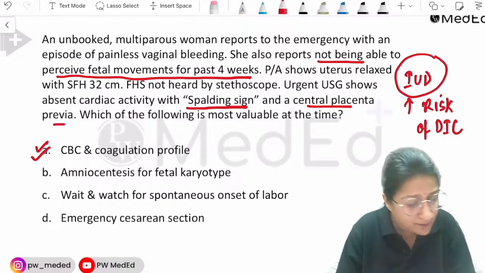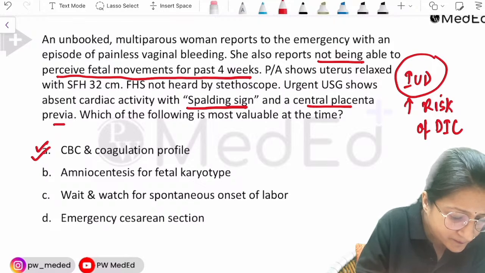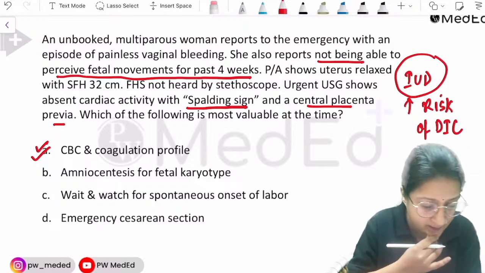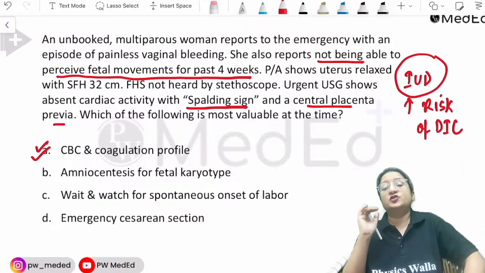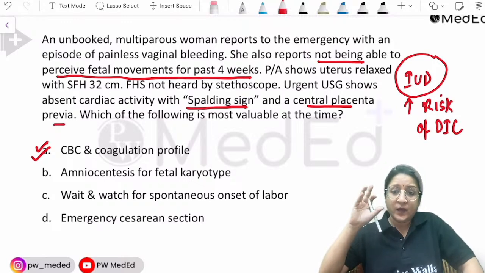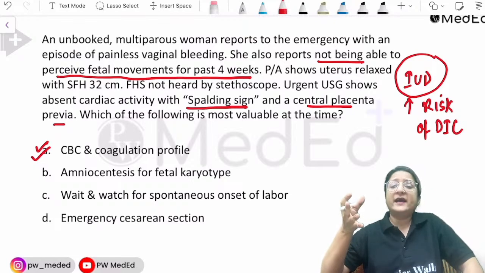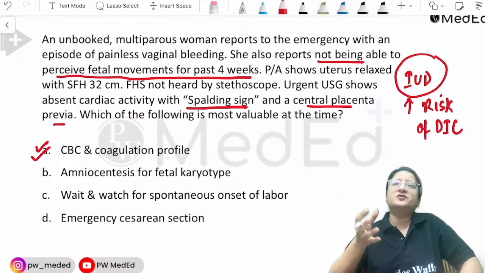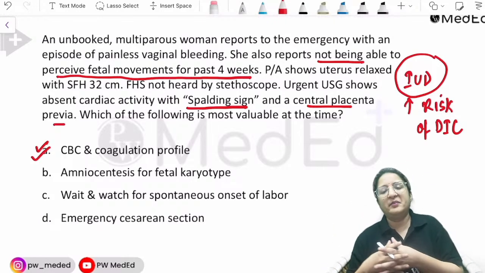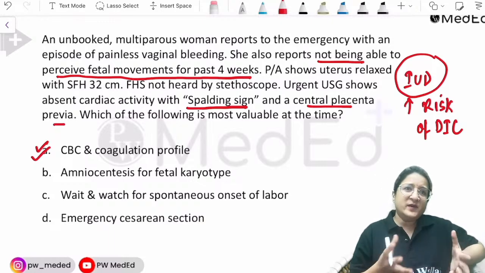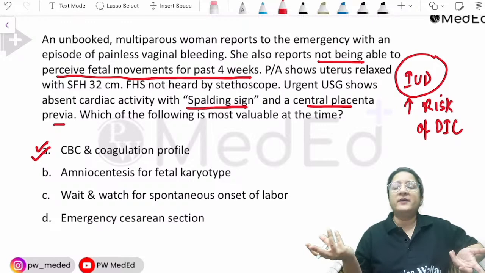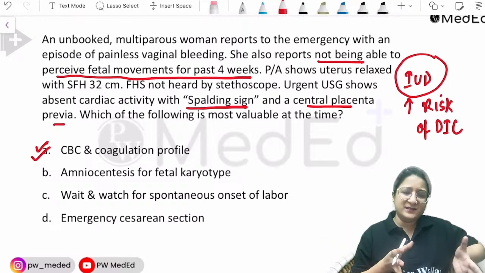Now, did anybody say amniocentesis for fetal karyotype? Did anybody pick that choice? No, nobody picked that choice. So, why the fetus died? That is also an important question. So, if I have to do a fetal karyotype now, amniocentesis is not going to be much of a help in this particular situation, because here it is going to be a dead macerated baby. And in this situation, it is very difficult to achieve any tissue from amniocentesis. So amniocentesis is generally not preferred.